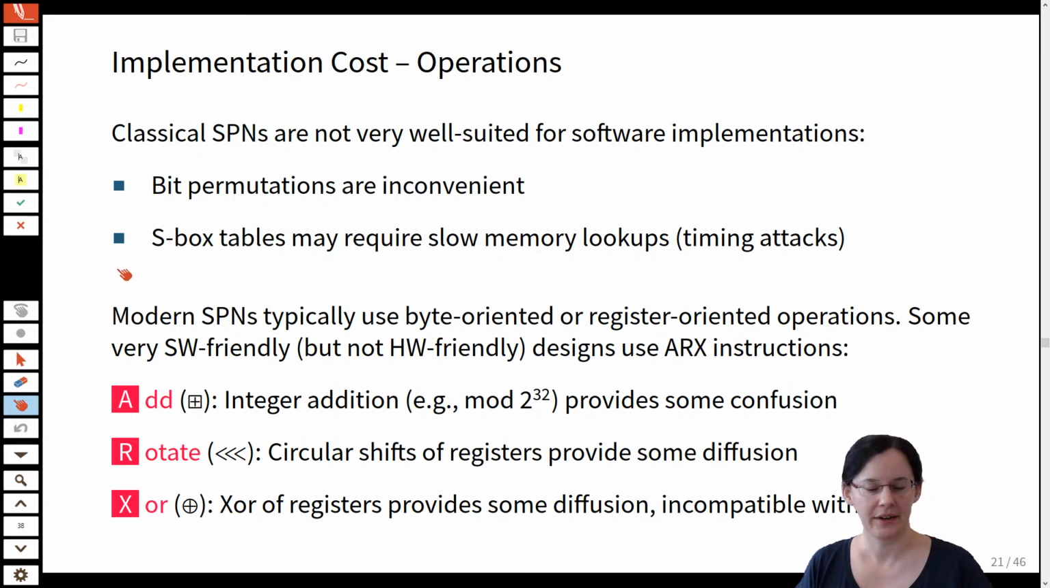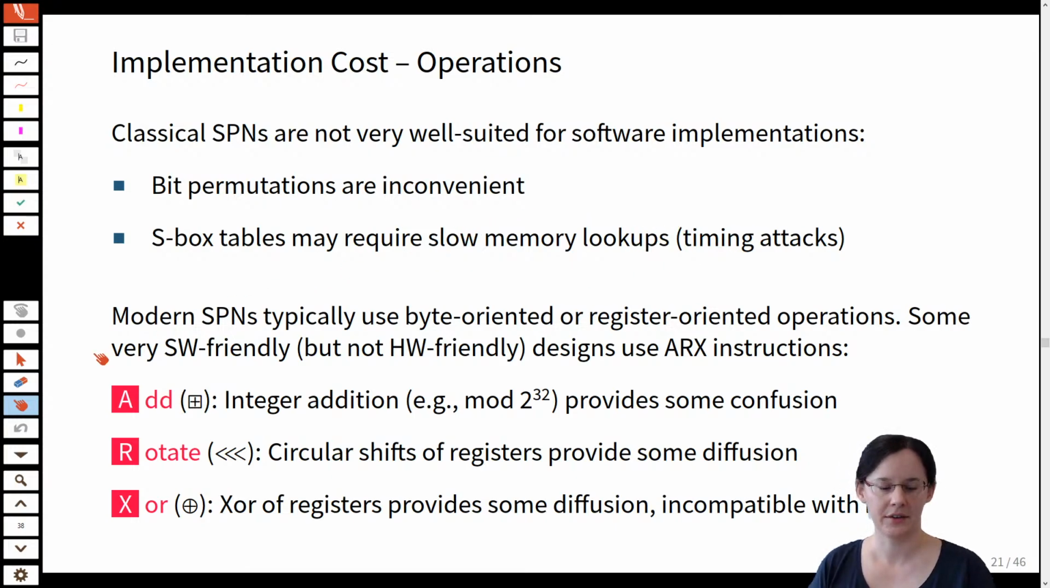Then there is also the fact that the S-box tables can be susceptible to timing attacks, because in the S-box tables you always make lookups, and if you think that some of these lookups are cached, that means that the following lookups of the same value will be faster than lookups of values you haven't seen yet. And from these patterns, you can recover some information about the processed data.